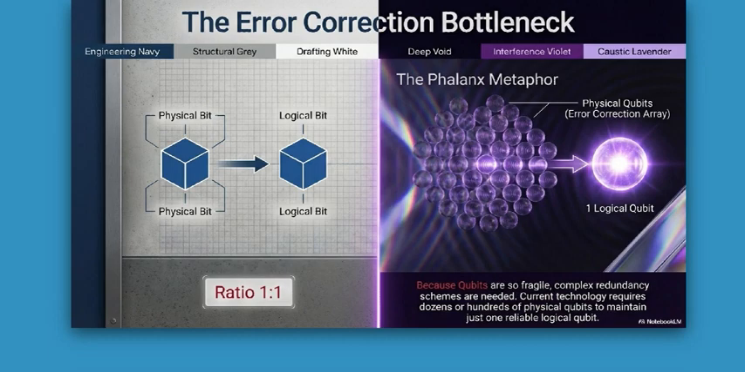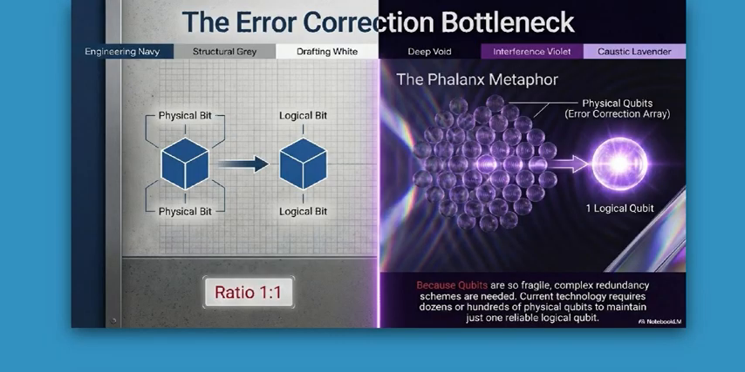Simple. But because qubits are so error-prone and fragile, we absolutely cannot rely on just one. We need a phalanx. A formation. We need to surround one logical qubit, the one actually doing the complex math, with dozens or even hundreds of physical qubits acting as an error correction array. So they are basically bodyguards. Exactly. They are bodyguards taking the bullets of environmental noise so that VIP qubit can survive just long enough to finish the calculation.